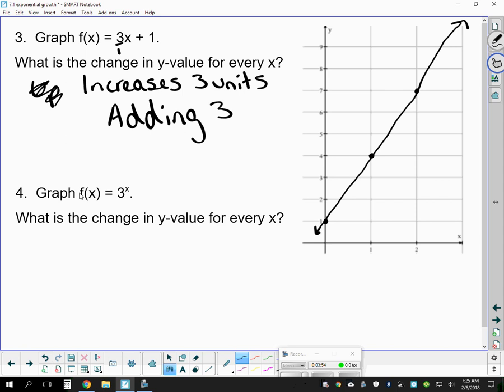Down here, graph f of x equals 3 to the x. So let's make a t-chart since that's not in slope-intercept form. If we plug in 0, 3 to the 0 power, if you don't know that rule, anything to the 0 power is 1. So 0, 1. We plug in 1, 3 to the first power is 3. Plug in 2, 3 to the second power is 9.